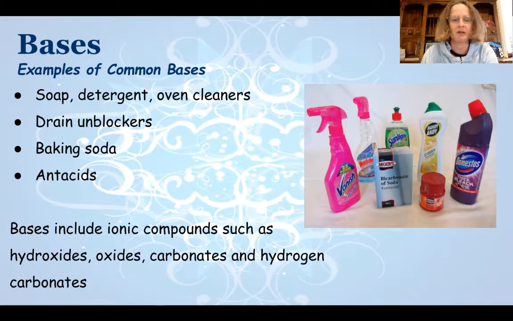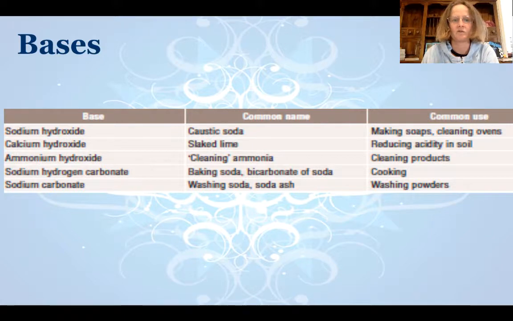The chemical names of bases will include words such as hydroxide, oxide, carbonate or hydrogen carbonate. Those are clues that the chemical you're dealing with will act as a base. So some other examples here: caustic soda, you might see that in the name of a tin in the cupboard. Slaked lime is used in the garden to reduce the acidity in soil.